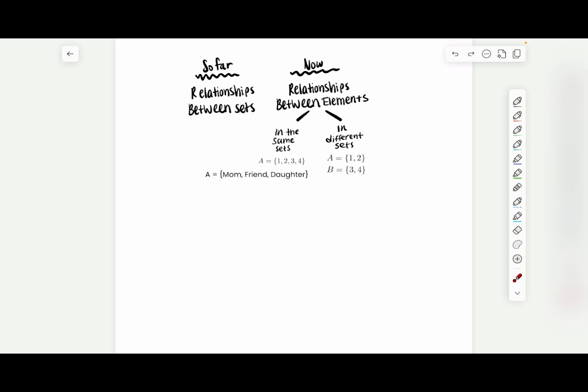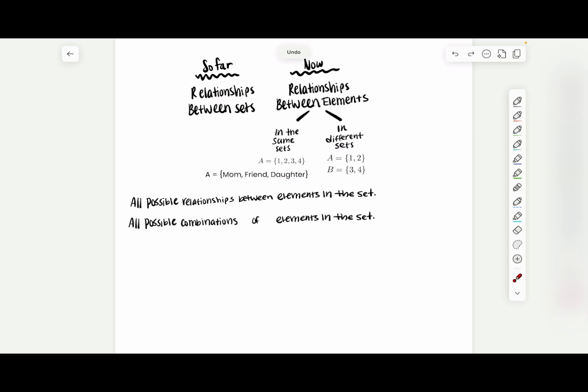Now to figure out which elements are related in a set, we need to list out all possible relationships between the elements in that set. In other words, we need to list out all possible combinations of the elements in that set. So how can we do this? Well, there's this tool that we learned in the last lesson. It's called the Cartesian product. If you take the Cartesian product of a set with itself, that actually is going to give you the set of all possible combinations of all of the elements in that set.